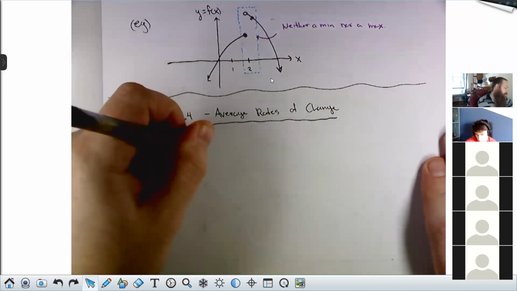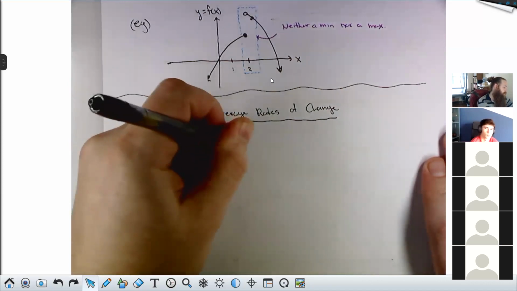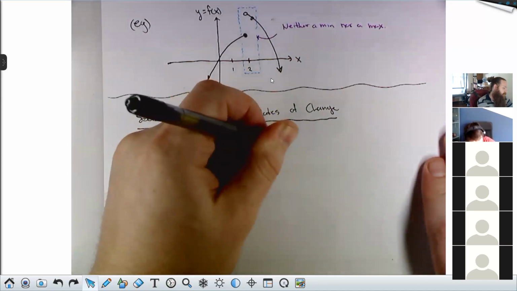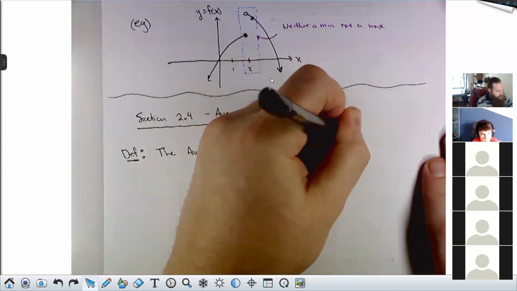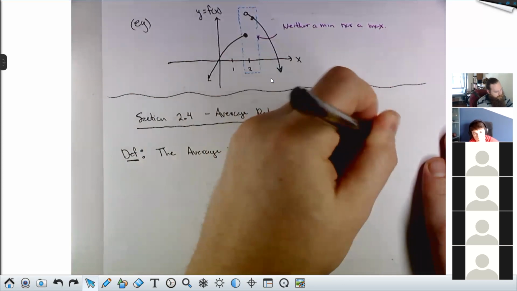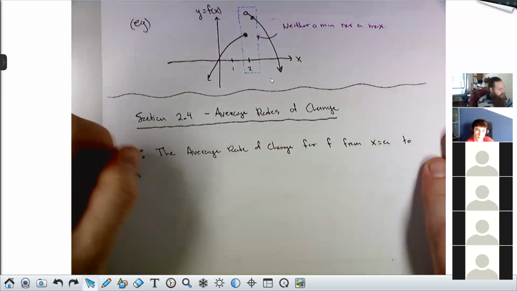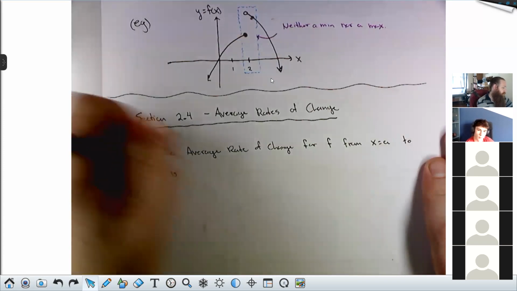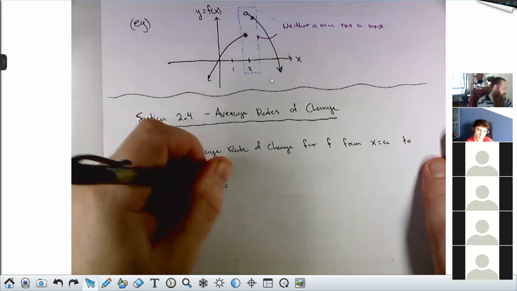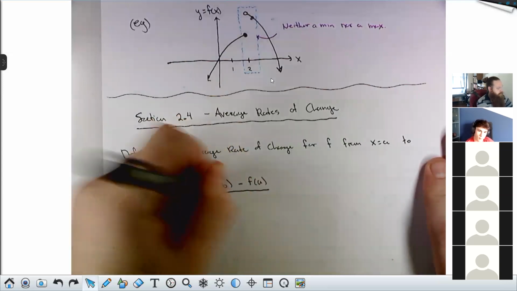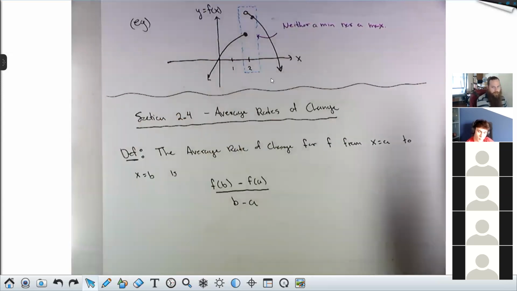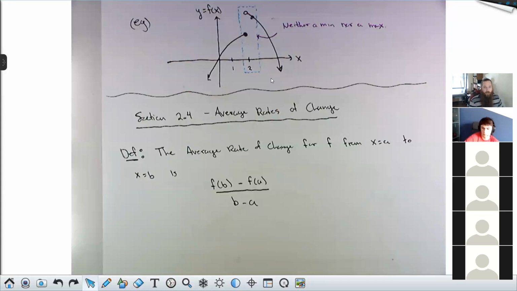The average rate of change for the function f from x equals a to x equals b is f of b minus f of a over b minus a. And there's nothing here you can cancel. There's nothing here you can like factor, right? This is a formula using function notation. Don't be tempted to do anything like that.